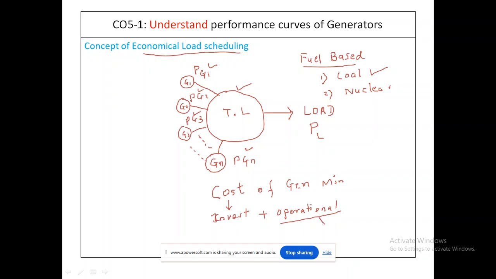Now in this operational cost also we have fuel cost, because for a thermal power plant we require coal, and coal requires some money. So the coal cost or fuel cost, plus the salary cost or maintenance cost and so on, is the total running cost.